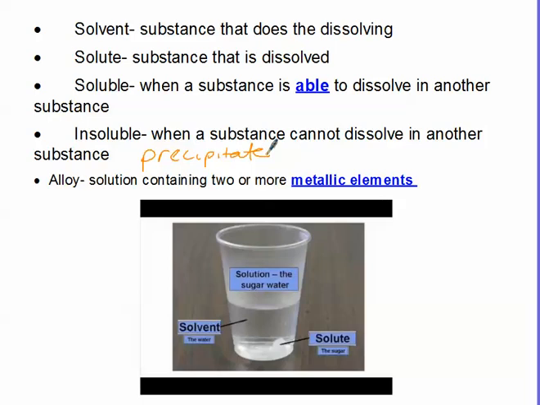And then an alloy is a solution containing two or more metallic elements, as discussed. So here we have sugar water. In a solution of sugar water, the solvent is the water, the solute is the sugar.